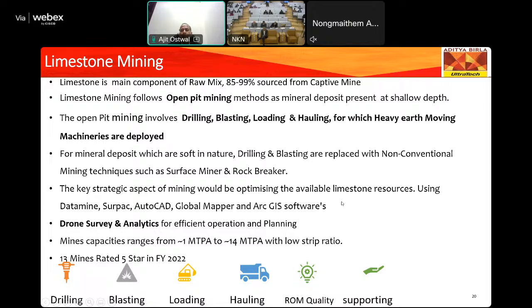So for resource evaluation, we are using the mine planning software like DataMine, Survey, AutoCAD, Global Mapper, Icgeid software. Drone survey and analytics are used for operation and planning. Mine capacity ranges from 1 million ton to 14 million ton per annum with low stripping ratio around 0.3%. 13 of our mines were rated 5-star category in FY 2022.